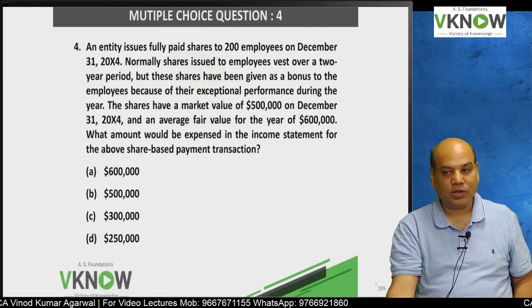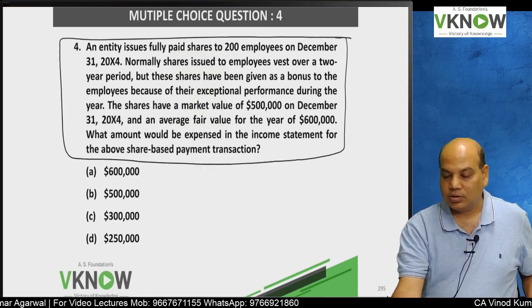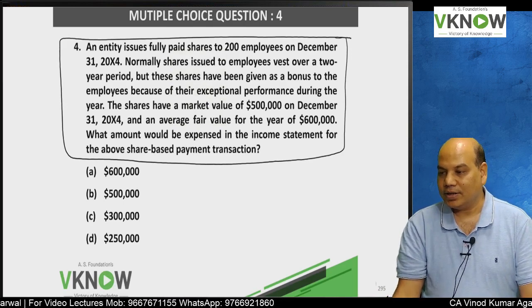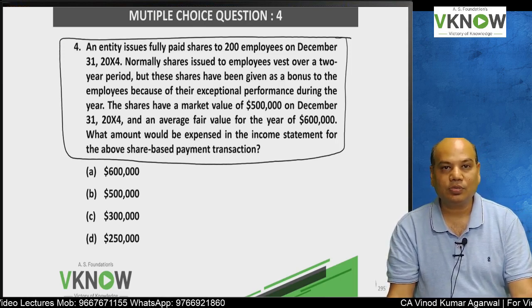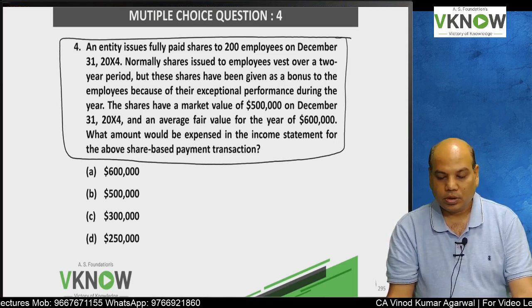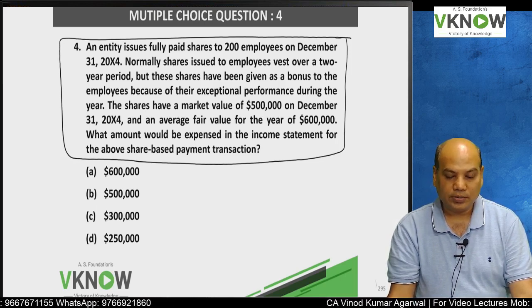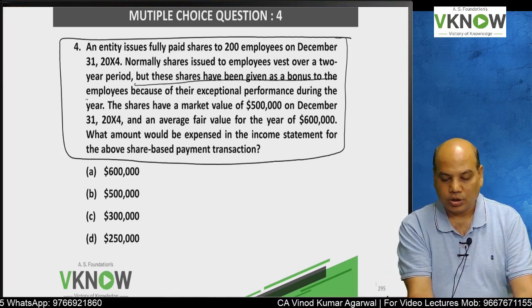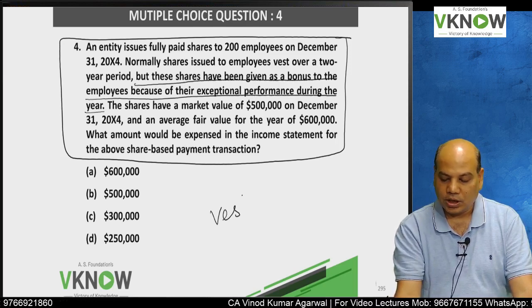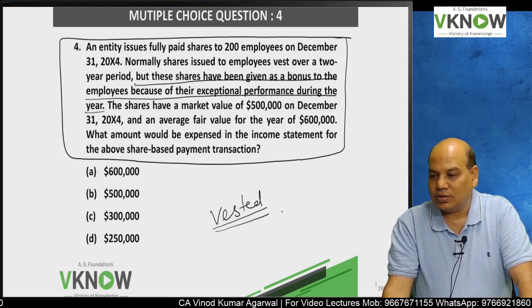Okay, try one more question. Without options, it can be a 4-mark theory question. An entity issues fully paid shares to 200 employees on December 31, 2004. Normally shares issued to employees vest over a 2-year period, but these shares have been given as bonus to employees because of their exceptional performance during the year. So these are already vested shares.